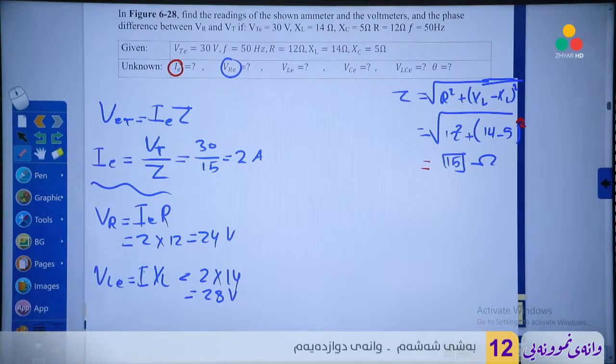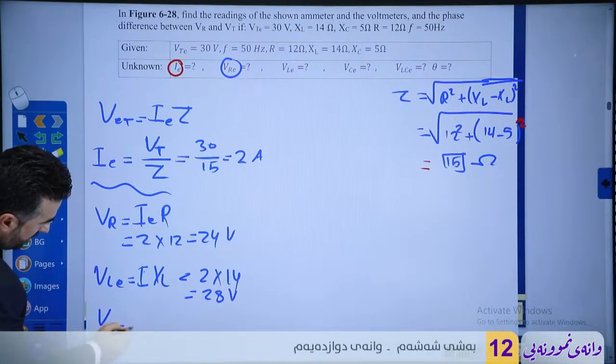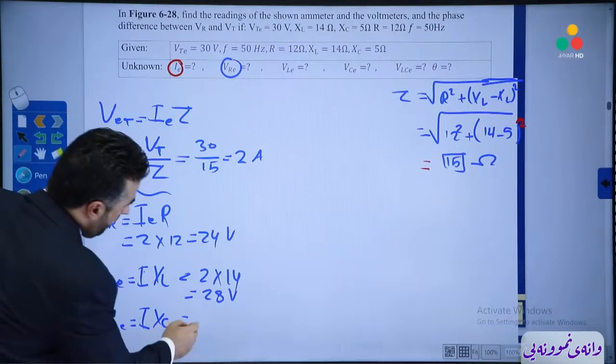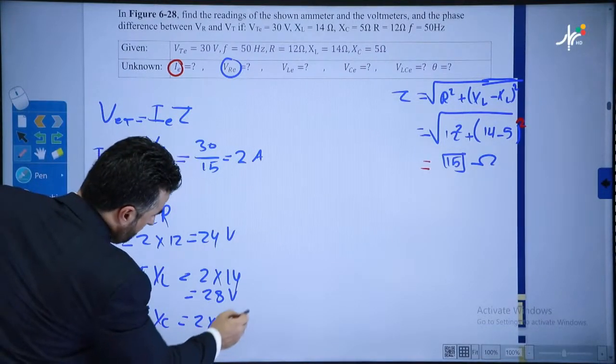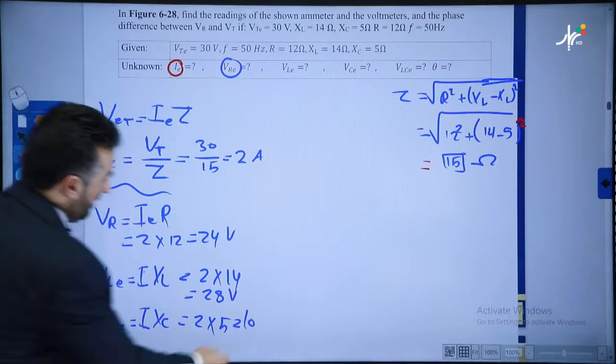Okay, next we have, it says find VC, right? The voltage across the capacitor. These are all effective, by the way. So I times XC, which is basically the current is 2 times the XC is 5, so it's going to be 10 volts, you can see here. Okay, so 10 volts in here.